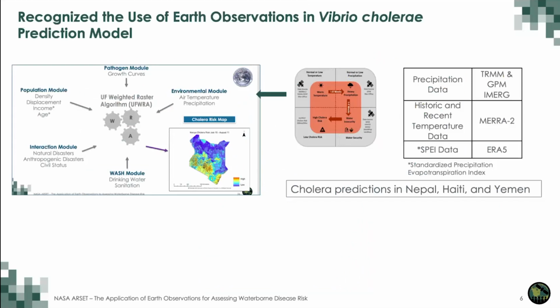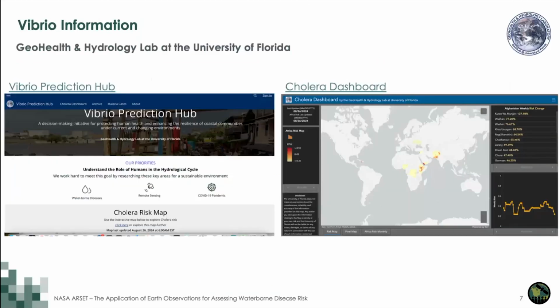And today then, we recognized the use of Earth observations in the Vibrio cholerae prediction model. We saw how this model is developed using satellite data and NASA Earth observations. We also saw cholera prediction in Nepal, Haiti, and Yemen, some examples. And as they mentioned, there is the Vibrio Prediction Hub and Cholera Dashboard, and the links are available here that you can check out for more information.